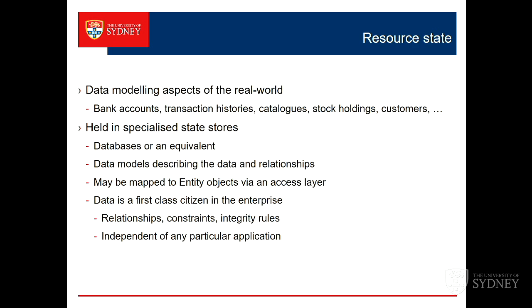Resource state. Now we get into the serious state. Our system models aspects of the real world that we're interested in: bank accounts, transaction histories, catalogues, stock holdings, customers, etc. And that is our resource state. We will normally hold it in specialised state stores, databases or equivalent. You can probably get into good religious arguments about what you should be using there, because it's one of these fashion things that changes all the time, but it's just some type of state store.